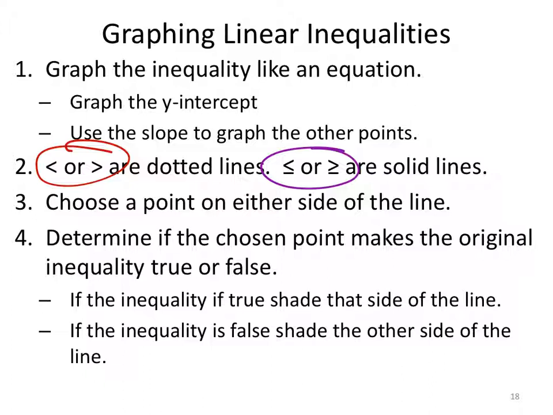So I'll just illustrate this. Okay, if this were my graph and I have this solid line, right, and I test 0, 0. If 0, 0 makes that true, then I would shade this part of the line. The shading indicates that any values in the shaded area would make the original inequality true. Now, if it made it false, then I would have shaded the other side of that line.